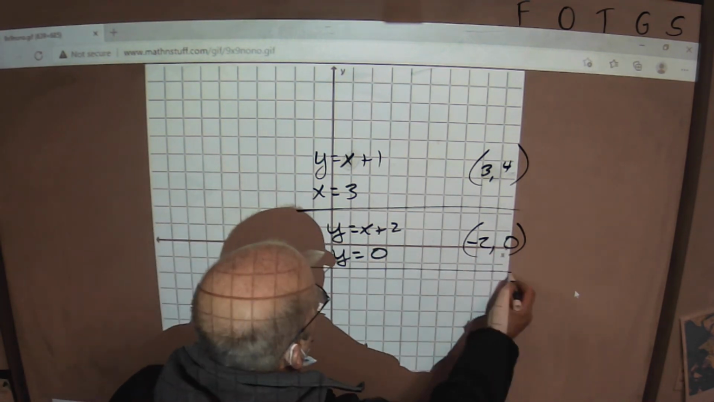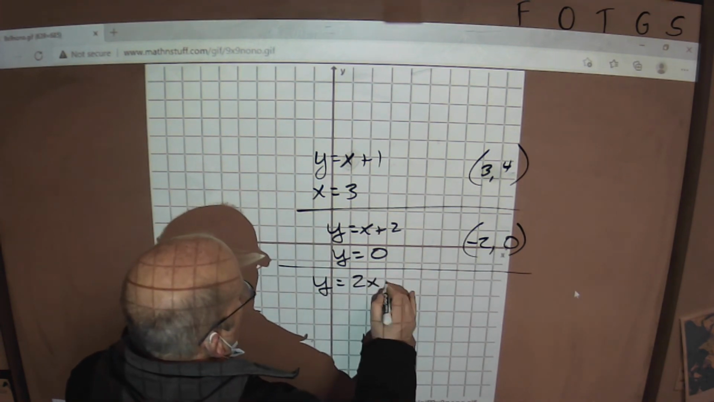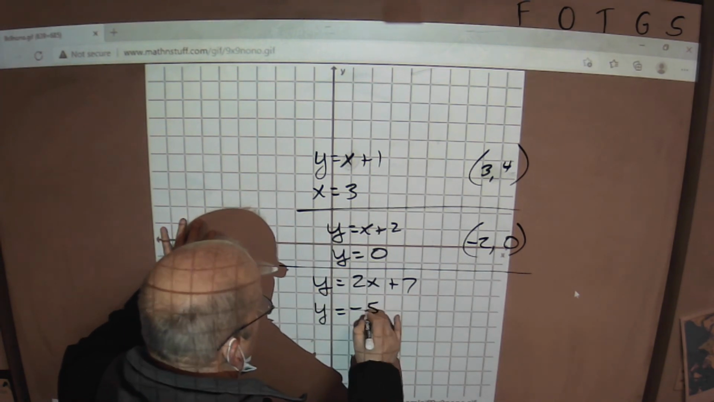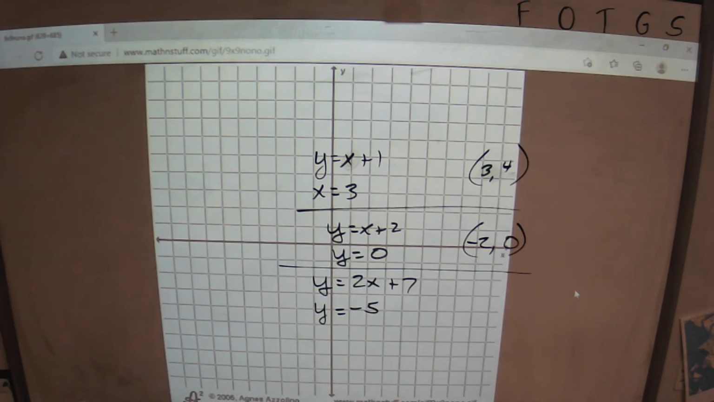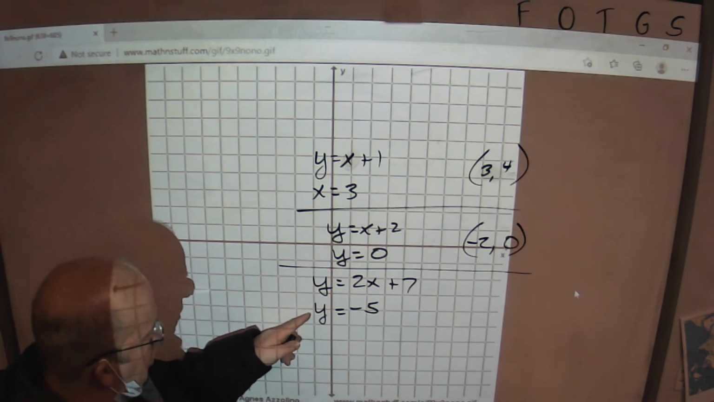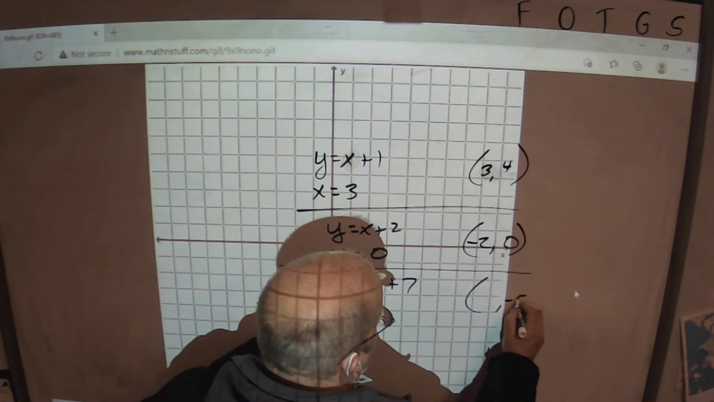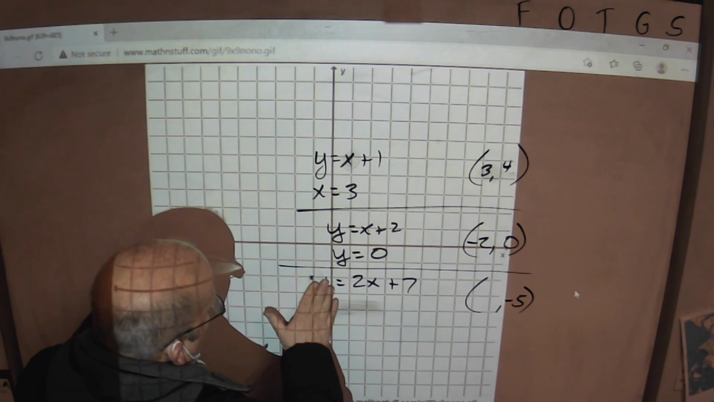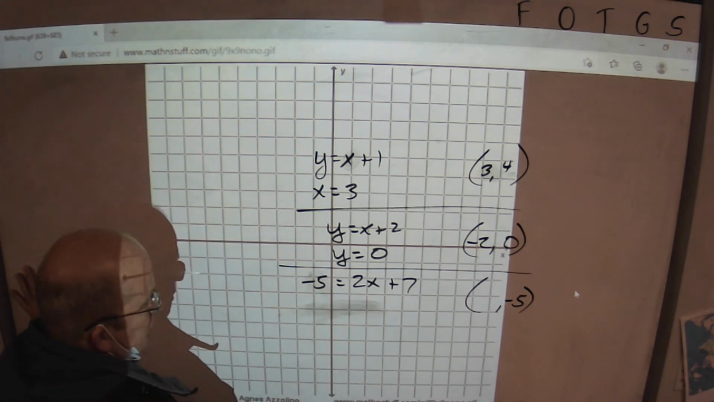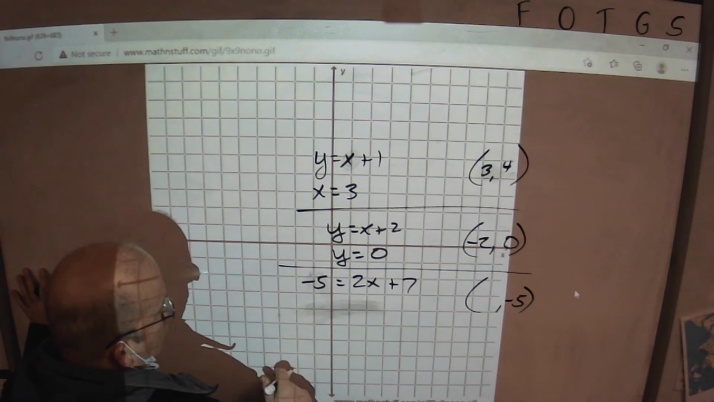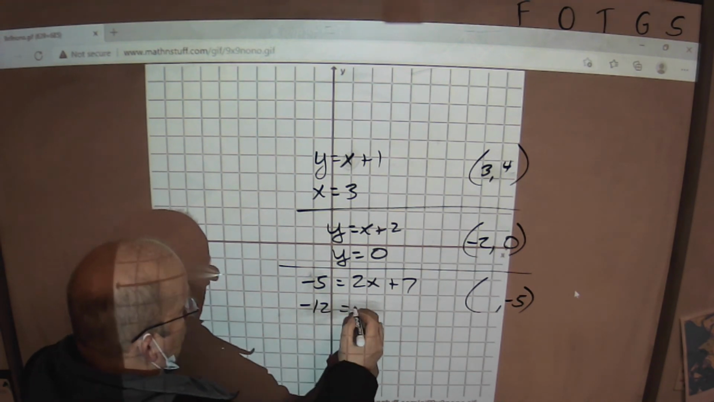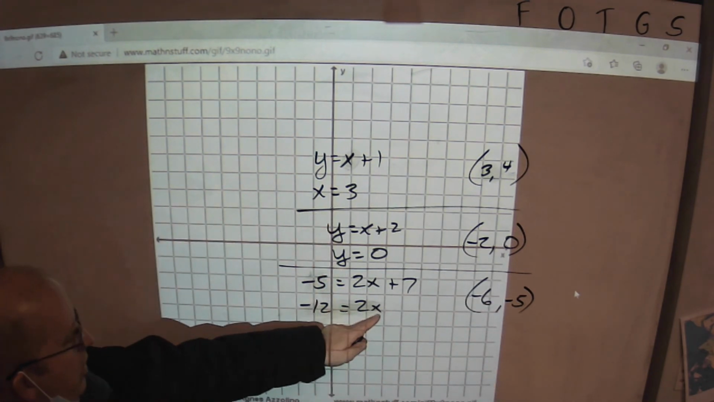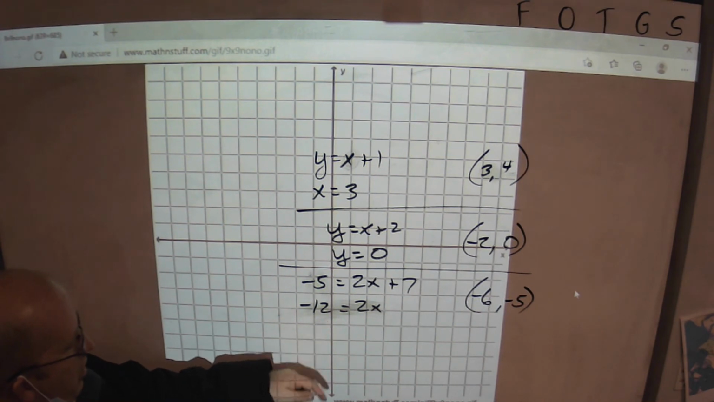Let's try another one that's a little bit more complicated. Y equals 2x plus 7 and y equals negative 5. Using the concept of substitution, I already know that the y value is negative 5, because they tell us that right here. And now I'm going to take that negative 5, I'm going to put it right here, and I'm going to solve for the x. Let's subtract 7 from both sides, and that would give me negative 12 equaling 2x, which means that the x has to be negative 6, because negative 6 times 2 is negative 12.